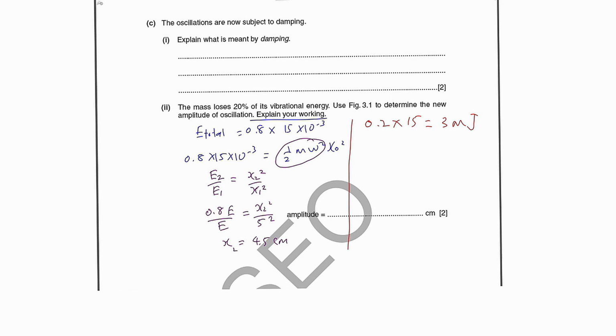So in this case, there are 2 ways of solving it. One from calculation, one from graph directly. So I'll show you both ways. If you're calculating, your total energy is how much now?